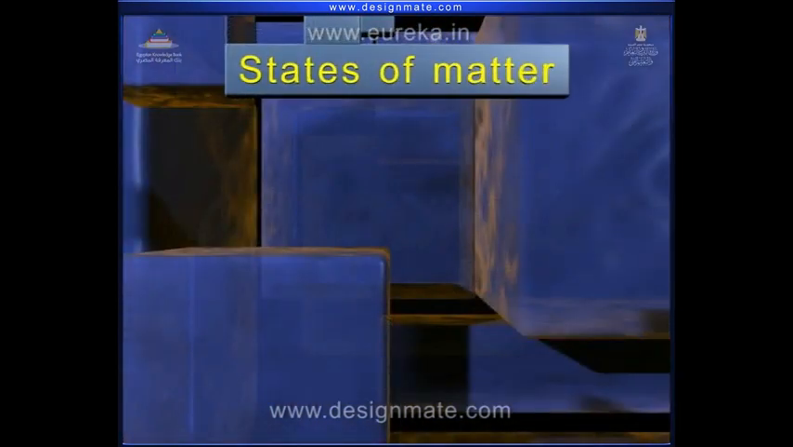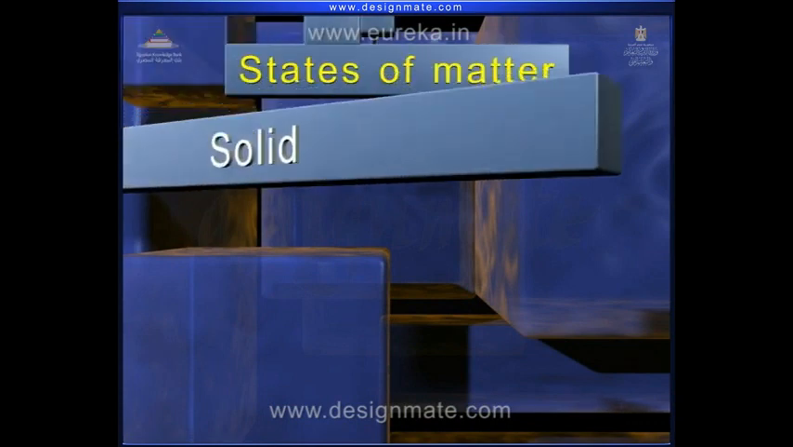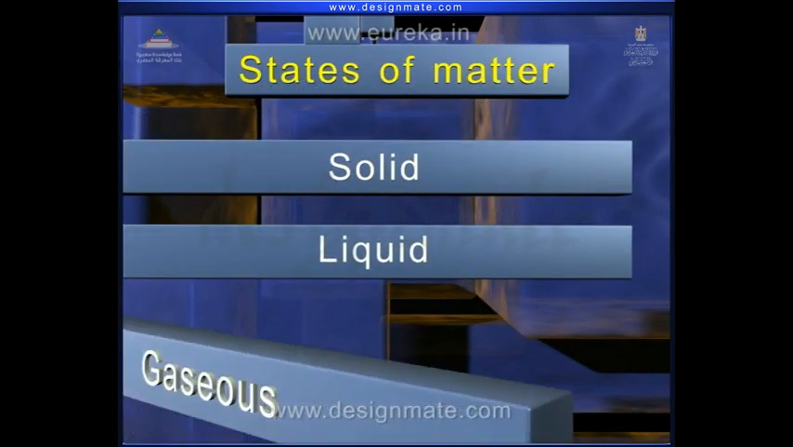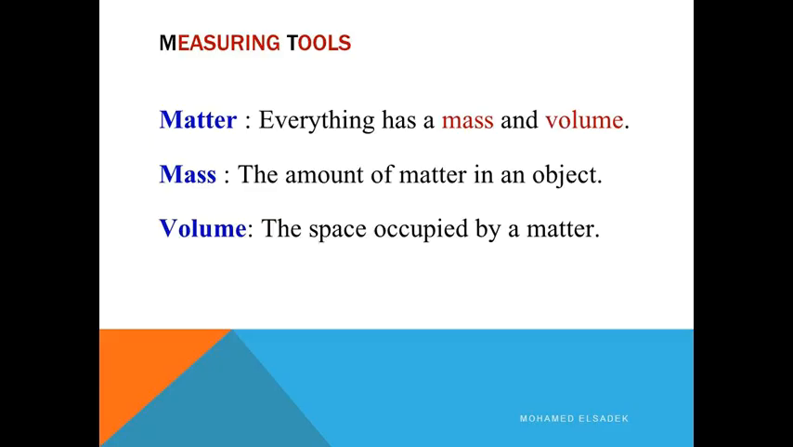Matter exists in 3 different states. 1. Solid. 2. Liquid. 3. Gaseous. Matter is everything around us, and everything around us has mass and volume.